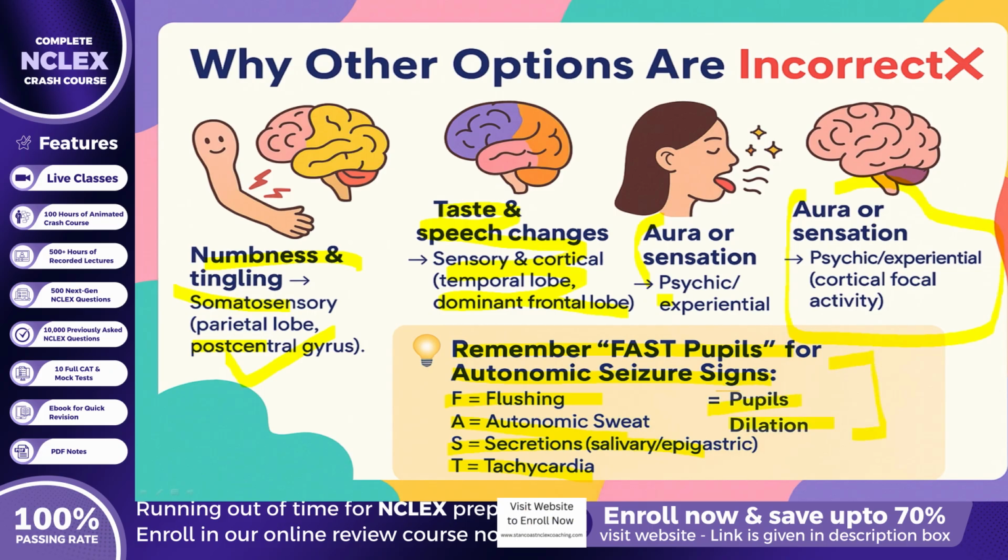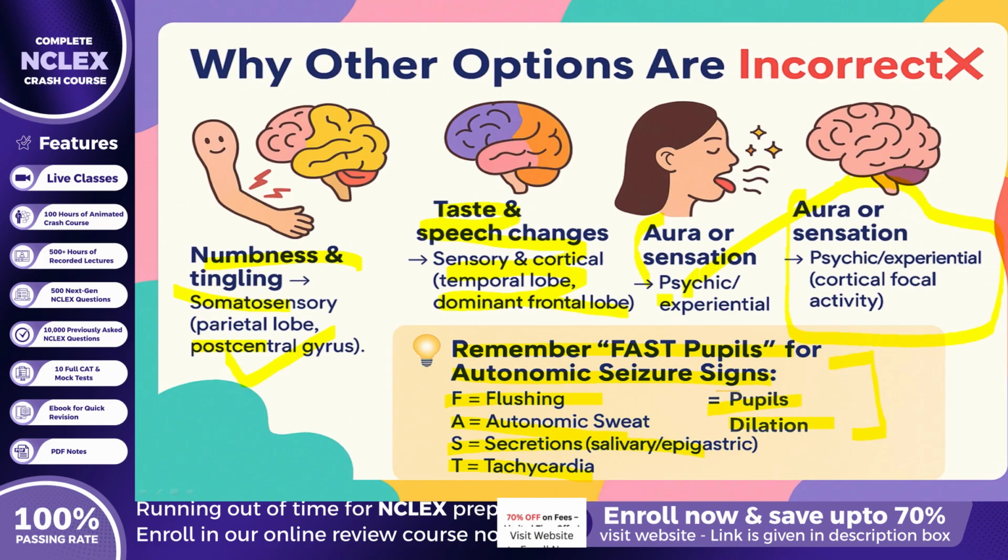Keep in mind that sensory features like numbness or altered taste belong to cortical sensory pathways. Psychic features such as aura stem from cortical experiential centers, while autonomic features are marked by physiologic changes like flushing and sweating.